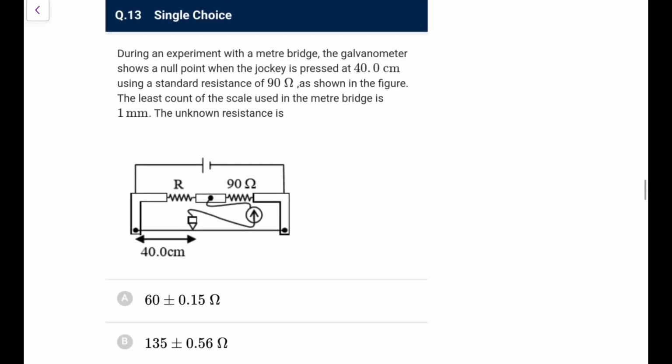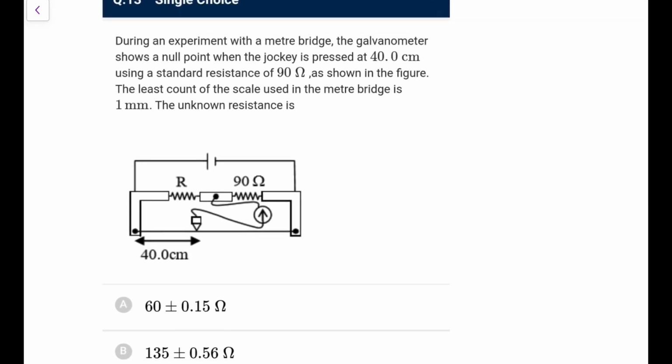Now this is based on error, one from an NT Abhyas test. During an experiment with a meter bridge, the galvanometer shows a null point when the jockey is at 40.0. Using a standard of 90 ohm as shown, the least count of the scale in the meter bridge is 1 mm, then the unknown resistance. First of all, the expected value R or X. So R by 90 would be equal to 40 by 60 expected. So R would be 2 by 3 into 90, that is 60. So 60 is expected.